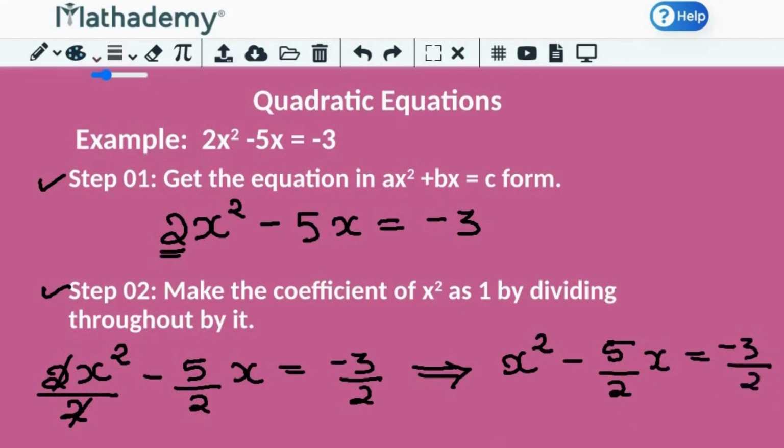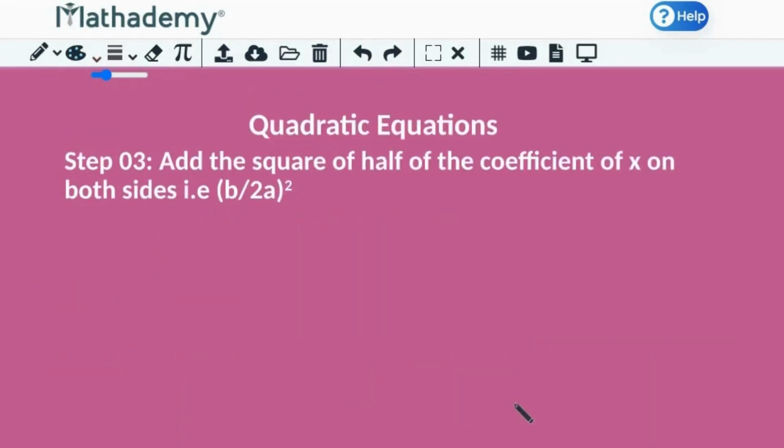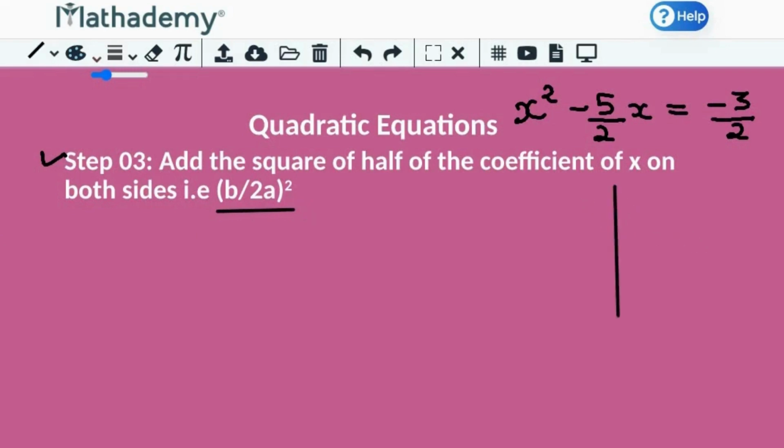Now I'm going to make use of this equation. So on the next page, before starting with the step, let me write down this equation. The equation is x² − 5/2 times x = −3/2. In the third step, I have to add the square of half of the coefficient of x on both sides. That is, I have to add this term (b/2a) the whole square on both sides.